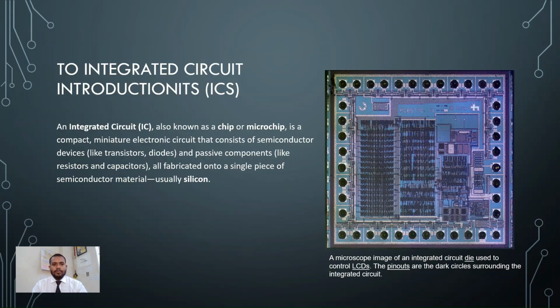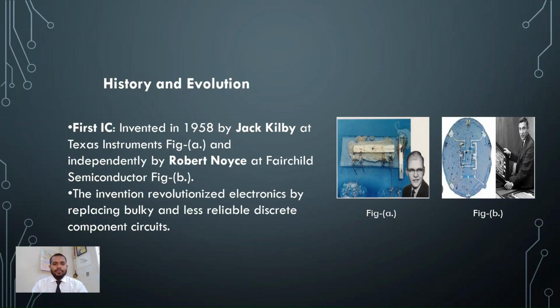Now we will discuss history and evolution. The first IC was invented in 1958 by Jack Kilby at Texas Instruments (Figure A) and independently by Robert Noyce at Fairchild Semiconductor (Figure B). The invention revolutionized electronics by replacing bulky and less reliable discrete component circuits.